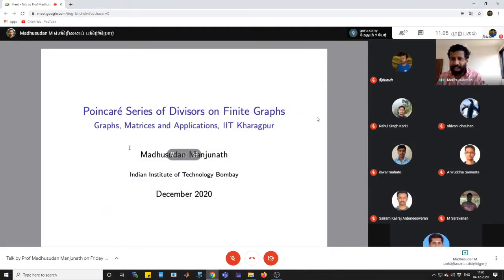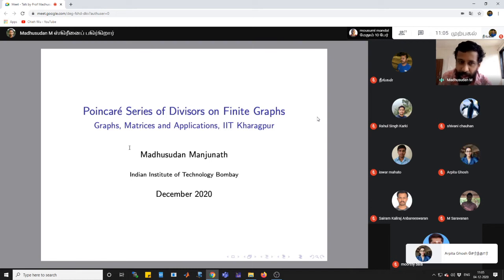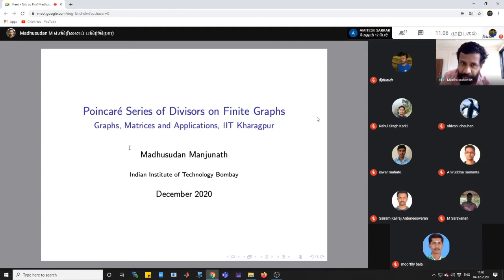And yeah, so today we'll see certain generating functions. The main topic of this talk is certain generating functions associated to a graph, along with some additional data that we'll call divisors, a finite collection of divisors. I'll introduce these in detail. That's the main theme of our talk.